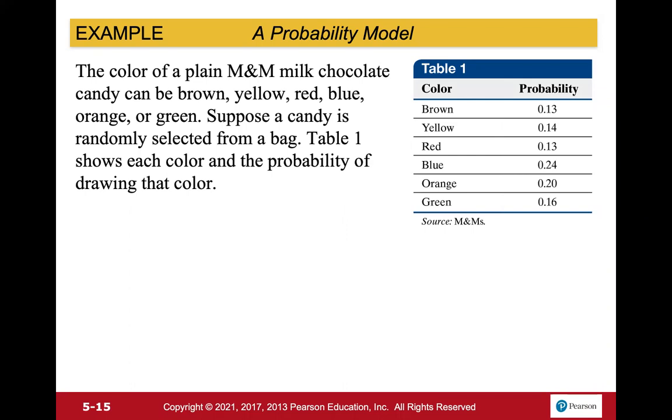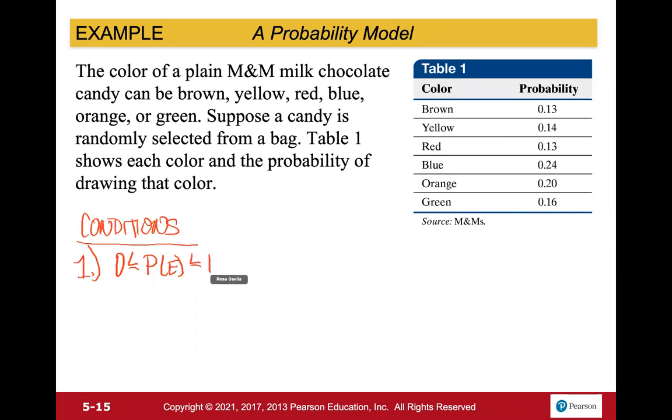Suppose a candy is randomly selected from a bag. Table 1 shows each color and the probability of that color. So let's see if this is a probability model. Remember, there are two conditions that have to be met. The first condition is that each of the probabilities should be between 0 and 1.